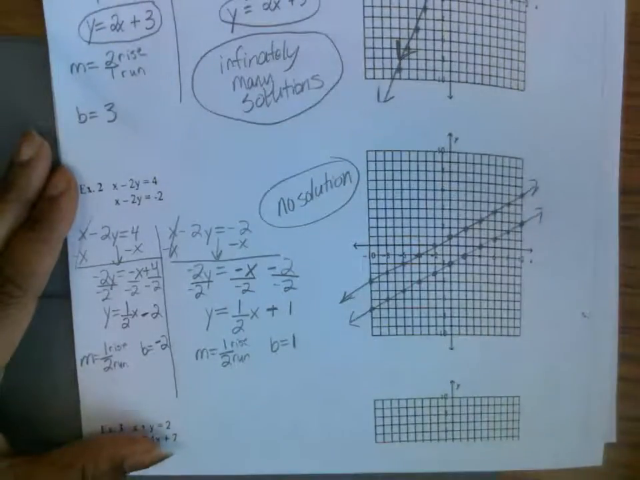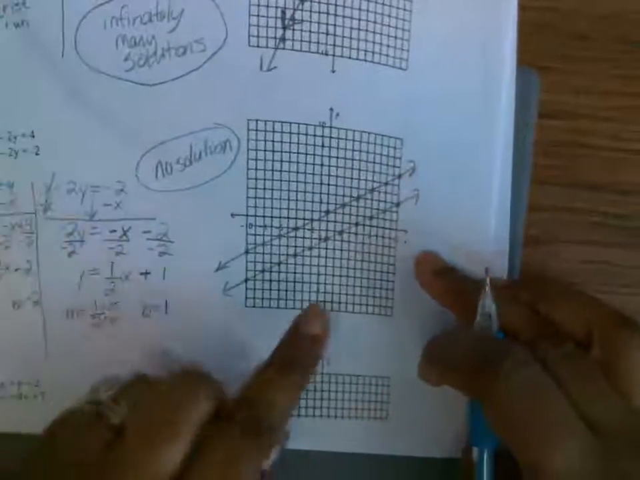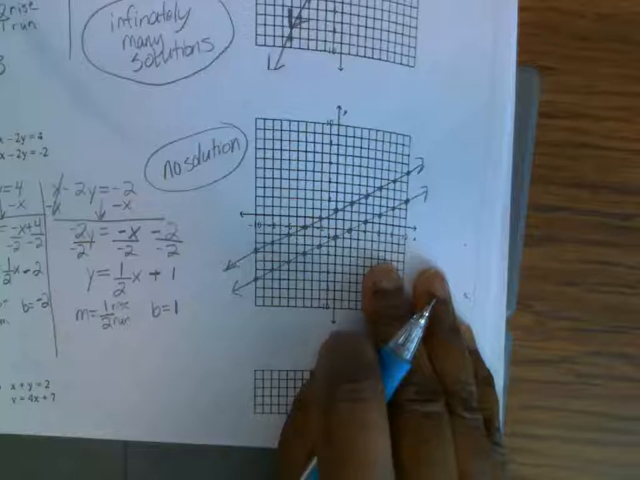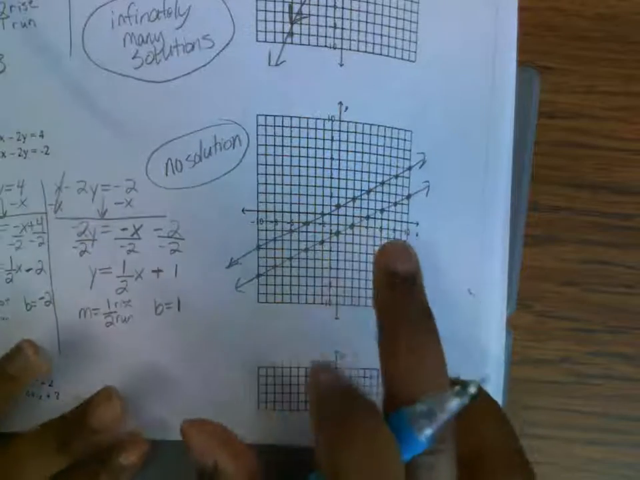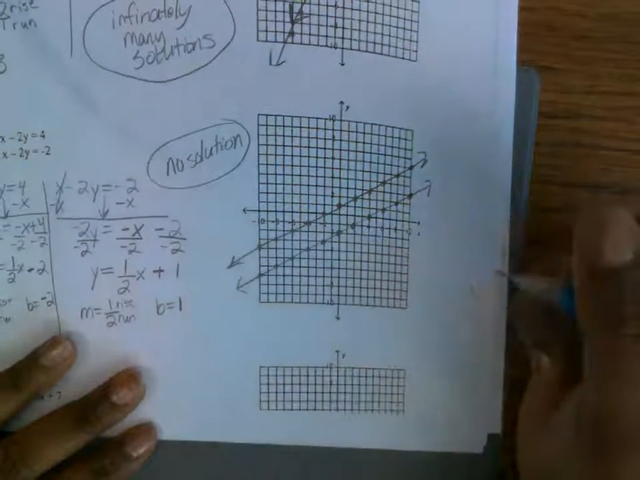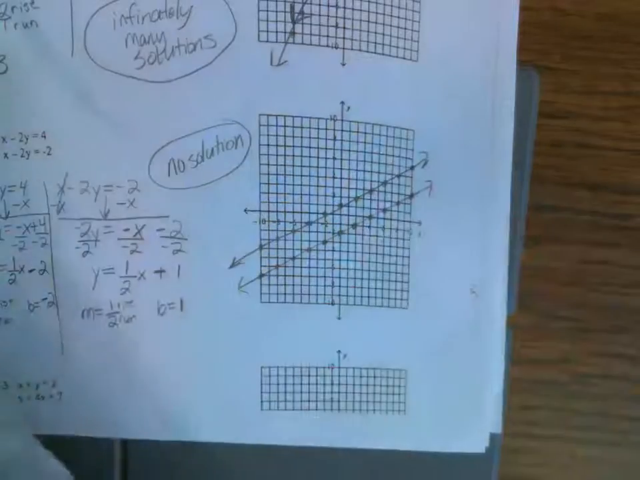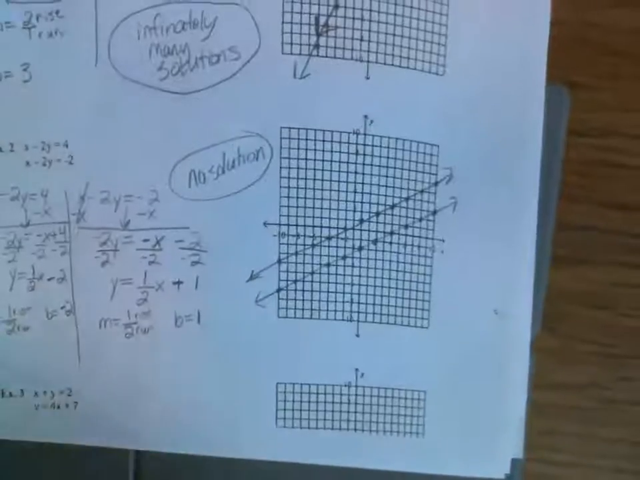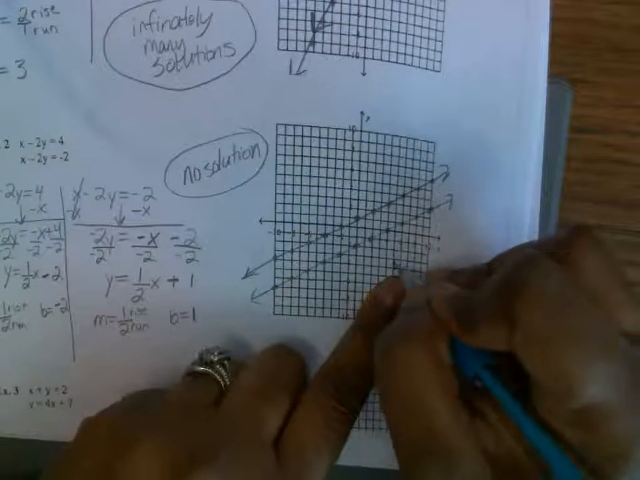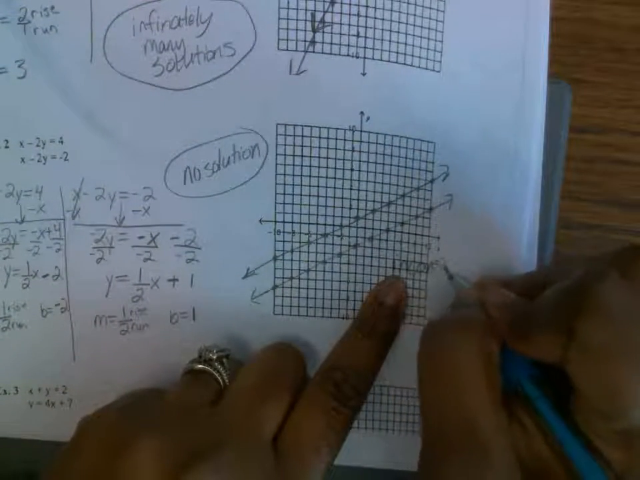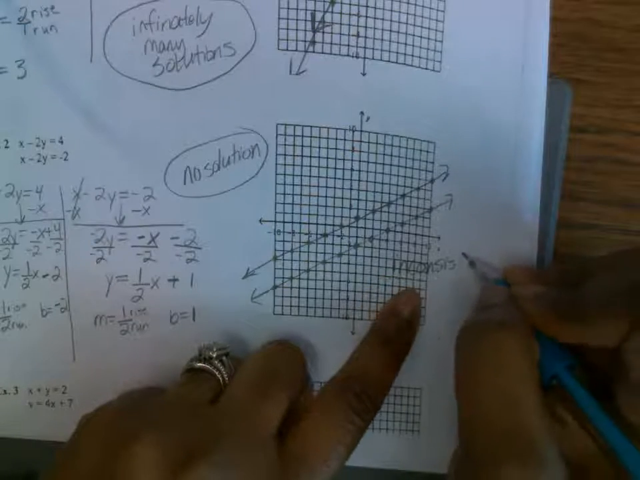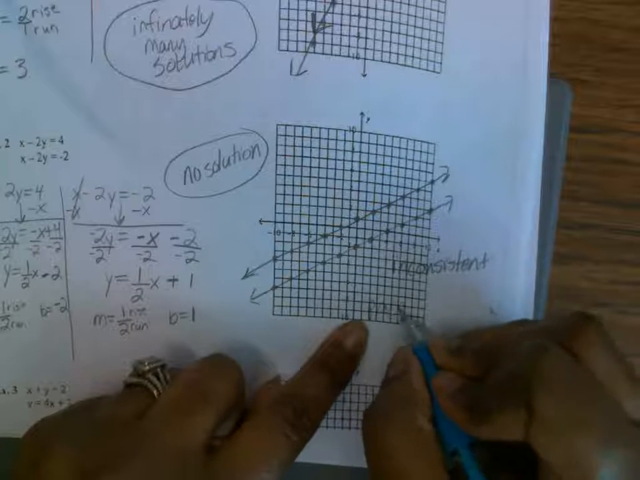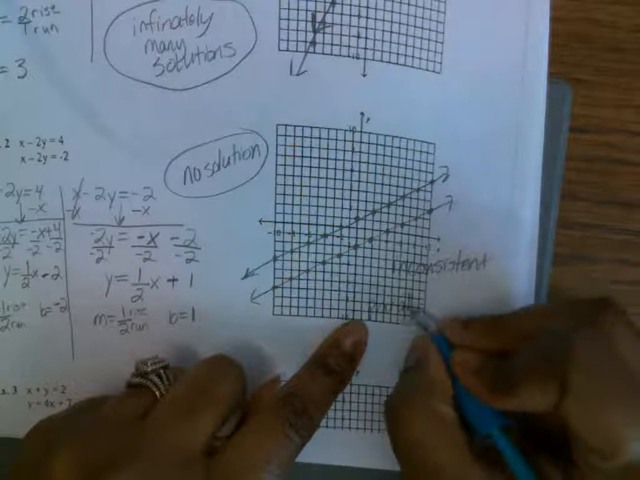Okay? Now, if I want to use descriptive words for this, what type of description could I give this? Would I give it consistent or inconsistent? Anybody? Would I say... very good, it is inconsistent. Good job. And that's all you would say about this one. It's inconsistent, and of course you know it's parallel.